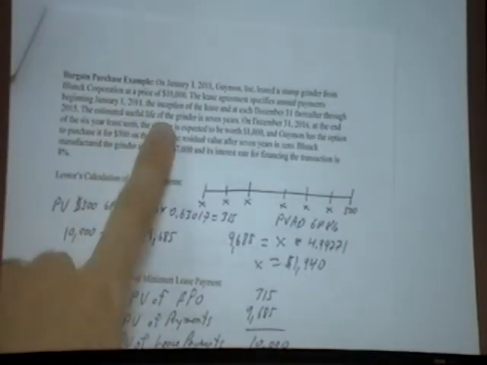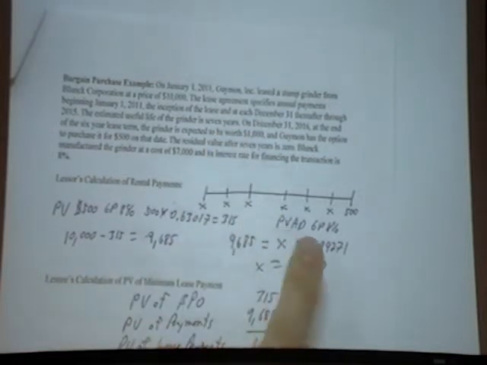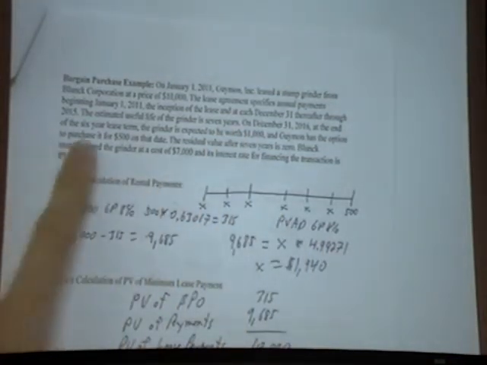So we've done a bargain purchase option. Can you go back, how you got 7 one more time on the depreciation? Yes, so in this problem, the useful life of the grinder is 7 years, the lease term is 6 years.